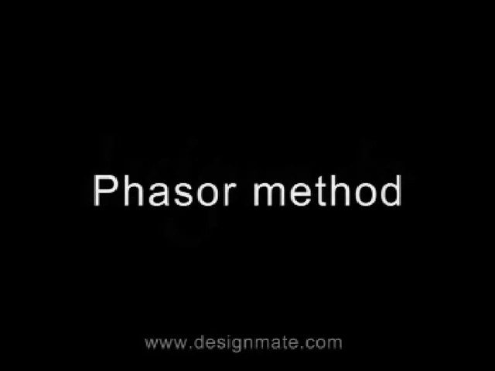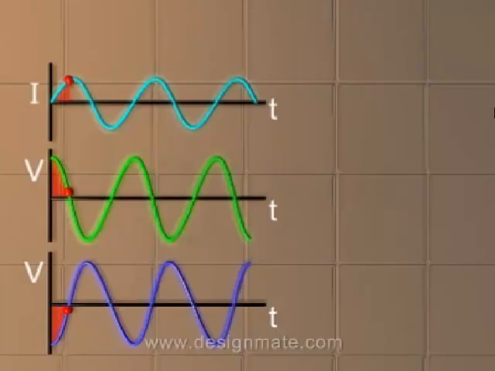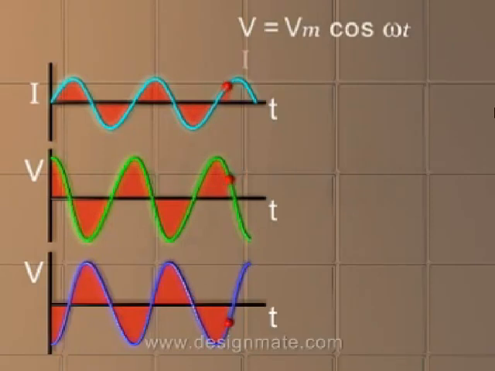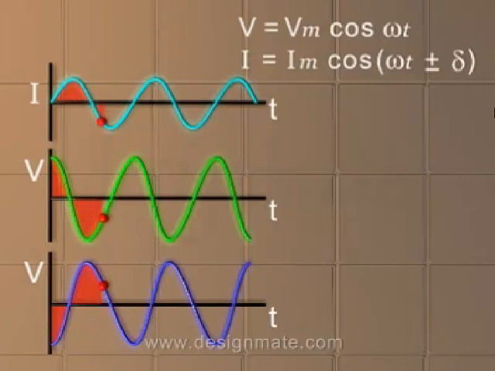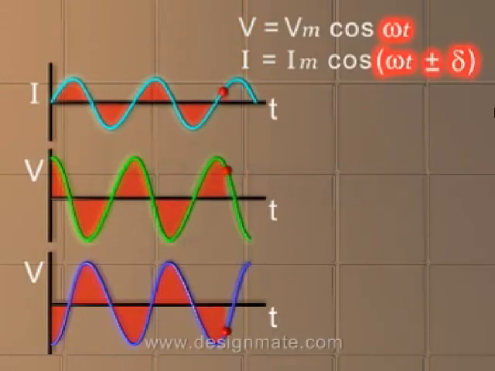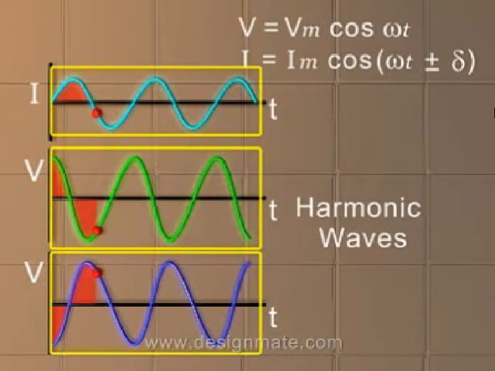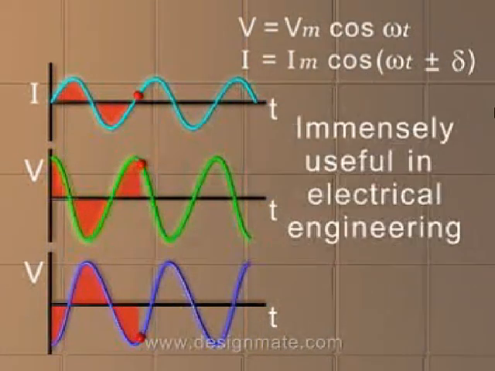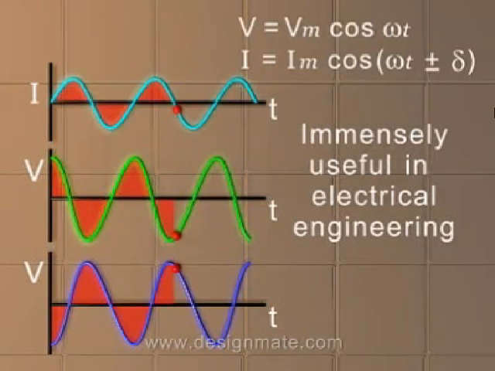Phasor method. We have seen in the earlier section that the AC voltage and current are expressed as V is equal to Vm cos omega t and I is equal to Im cos(omega t plus or minus delta). Here, both I and V are harmonic functions which are varying with time. We shall be discussing the method of adding such harmonic waves, which are immensely useful in electrical engineering.